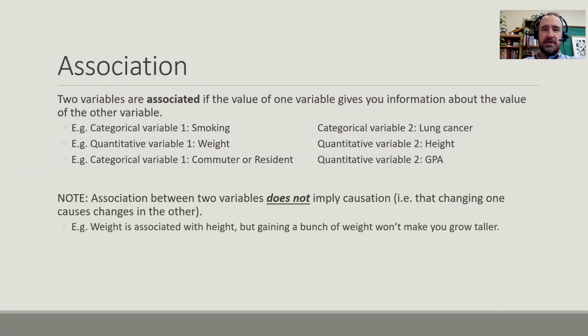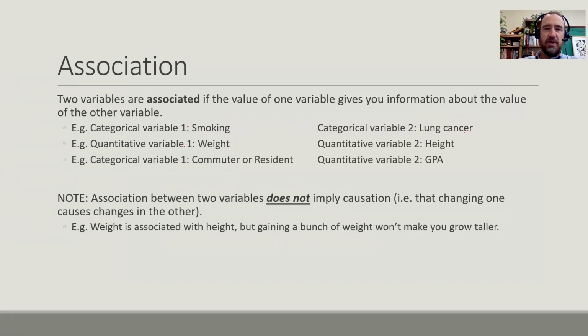And here's a few examples. Let's say we had a categorical variable smoking and another categorical variable lung cancer. An association would mean that knowing something about whether someone smokes would give us some information about whether they may have lung cancer. Now, we're not saying that if you smoke, then you must have lung cancer. But if we know you smoke, we may know something more about your chances of having lung cancer. So knowing something about variable one gives us some information about what might be happening with variable two, and that's called an association. That can happen between categorical variables.